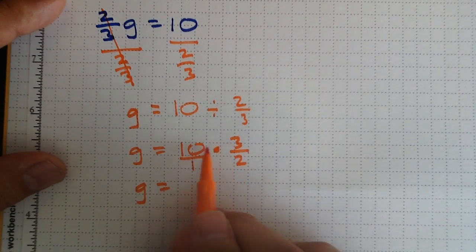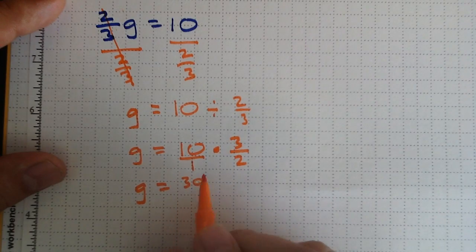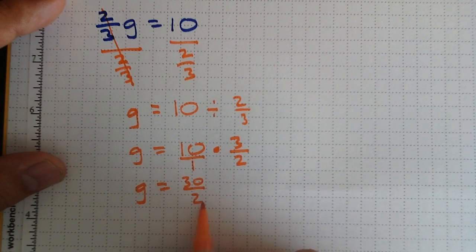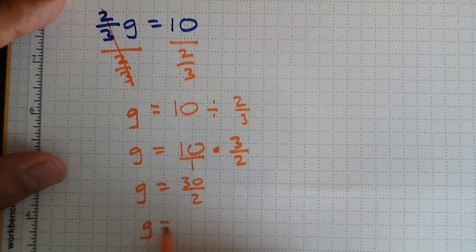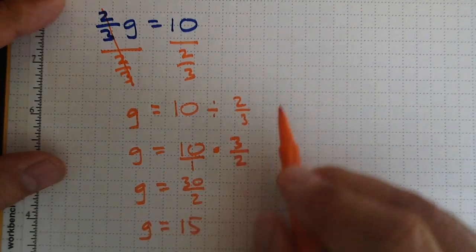So the numerators, 10 times 3, that's 30. The denominators, 1 times 2, that's 2. And of course, 30 divided by 2 is 15. This one we should definitely check.